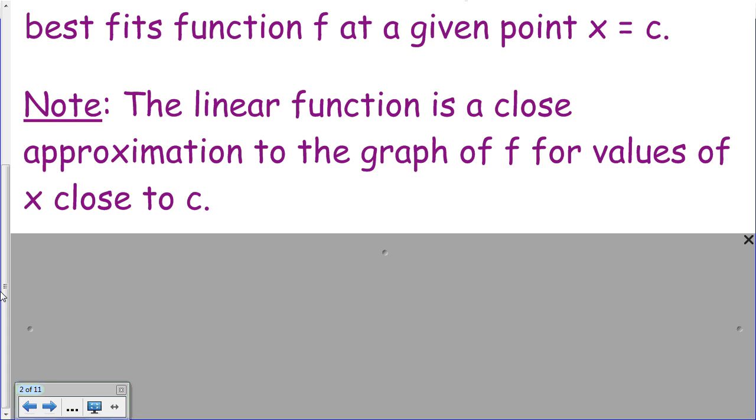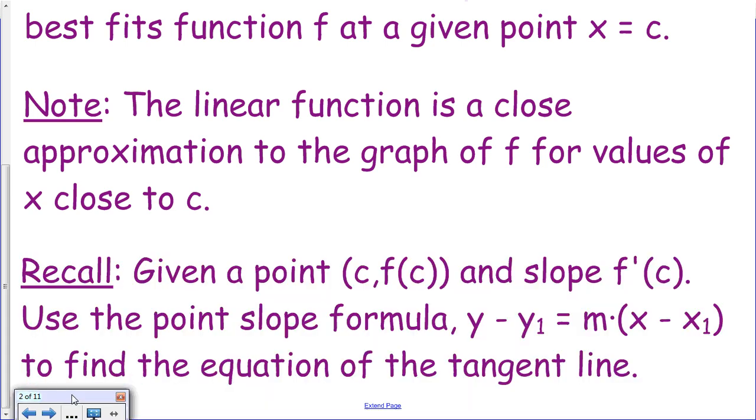And the last thing, just to recall how we did this back in chapter 2: if we want to find the equation of the tangent line, we had to find two things. We're given a point, c, f of c, and a slope, f prime of c. Remember, that's how you find the slope: find the derivative and evaluate at c, and you know the slope at a particular point. Then you can use the point-slope formula, y minus y1 equals m times x minus x1, to find the equation of the tangent line. We've done that a number of times. We're going to use that same technique here to find the linear approximation or the linearization of a function.